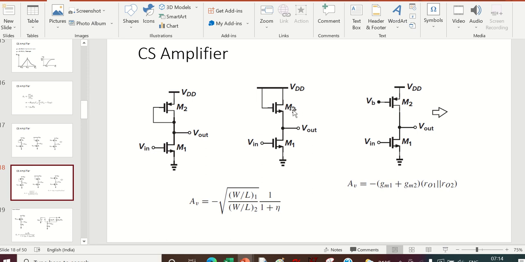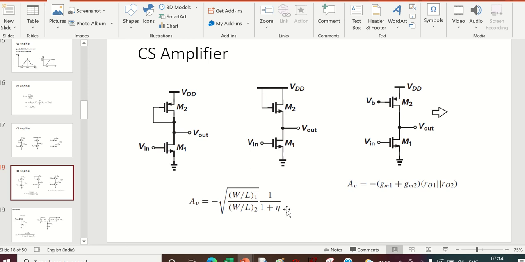So the bulk of M2 and the bulk of M1 will be at different potential. The bulk and source must be shorted, but in case of M2, bulk and source will not be shorted. But you don't have to worry about that right now. So this eta you can just forget.